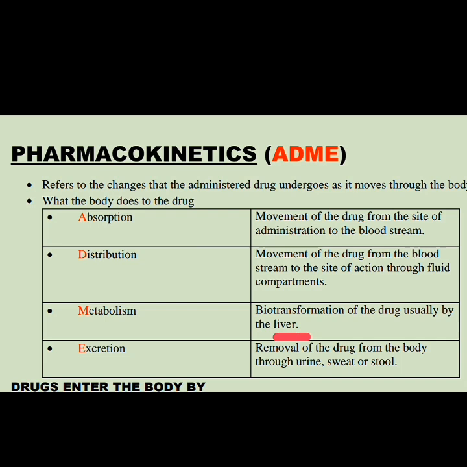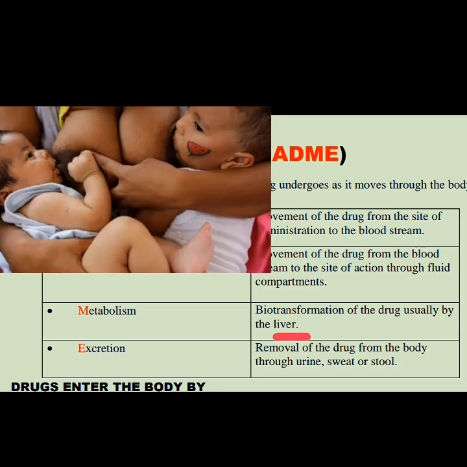And then excretion. Excretion is the last one. When we talk about excretion, we're talking about the removal of the drug. It's literally what it sounds like, right? We're talking about how we're going to remove this drug from the body. Usually we remove this drug through urine, through sweat, through stool. There are so many other ways we could remove drugs. For example, there are some drugs that are released through breast milk.